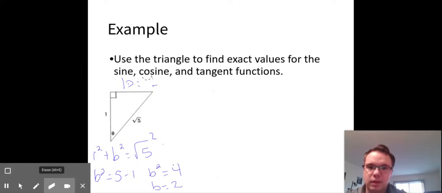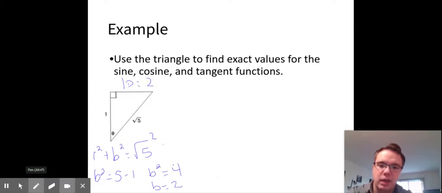I'm sorry. For some reason, my pen doesn't want to write a 2 right there. There we go, 2. So now we have the length of each of our legs and our hypotenuse. So our legs are 1 and 2, and our hypotenuse is the square root of 5.